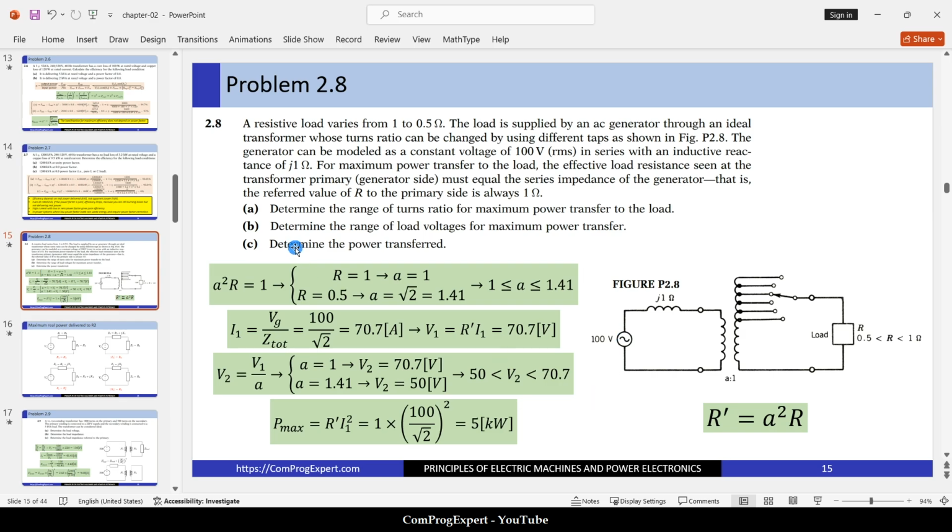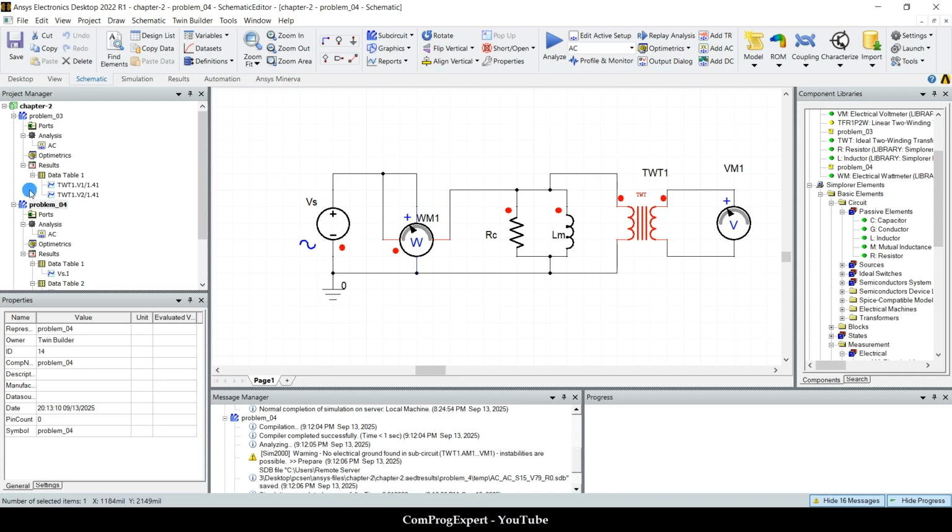C, determine the power transferred. Yes, this is the value of the power, R prime times I1 to the power 2. If you replace the numbers, we will have this amount of power, 5 kilowatt. So let's solve this problem in Simplorer to practice it in the ANSYS Simplorer software.